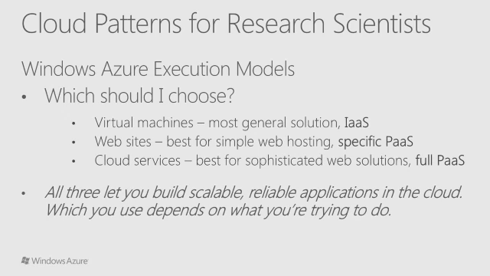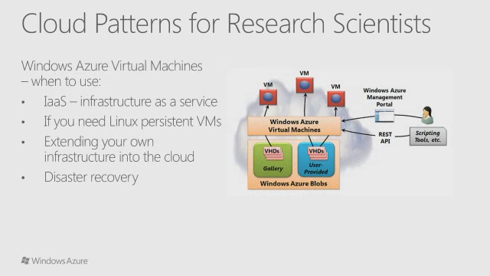Cloud services strike a balance between capability, scale, and convenience, but require a bit more work to set up than a simple website using an existing web framework. All three let you build scalable, reliable applications in the cloud. Virtual machines are true infrastructure as a service. For instance, if you need persistent Linux virtual machines running on some powerful hardware, you can also build Linux clusters this way, or you can extend your own infrastructure into the cloud. These are full-fledged machines running on the internet, and you can do whatever you want to with them.